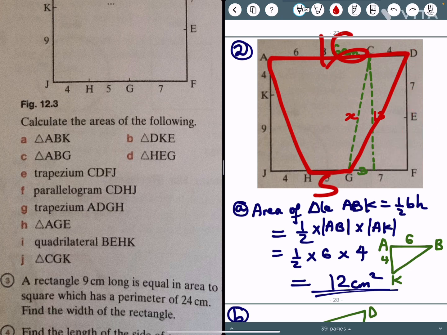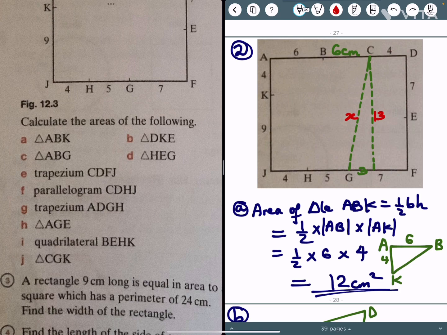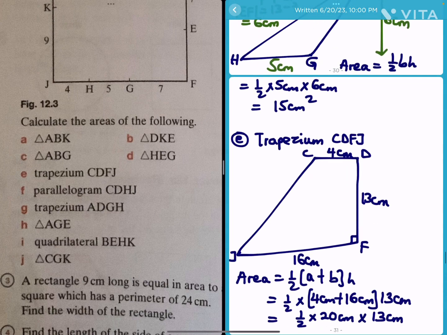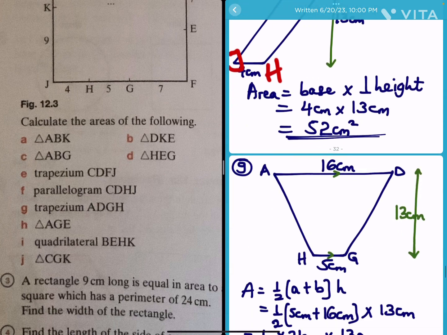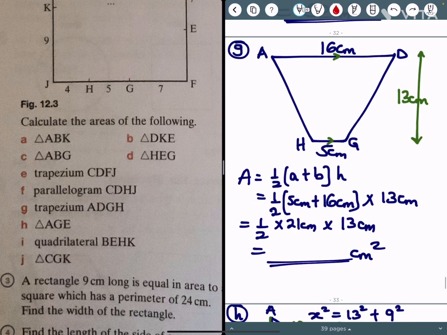I'll just do area of trapezium is half open bracket A plus B close bracket times H. That gives me half open bracket 5 plus 16 times 13. So that's half times 21 times 13. You put your answer there. So that ends question G, the area of the trapezium ADGH.